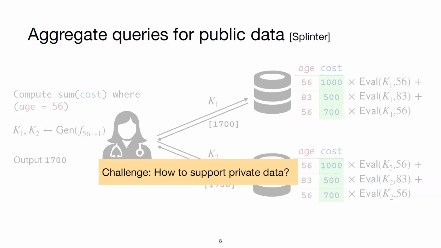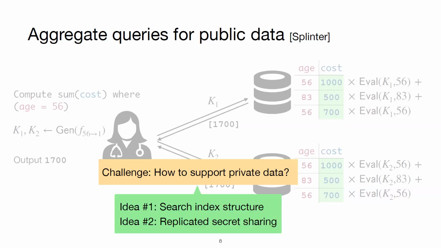So what happens when the server doesn't actually know these age values that it's filtering on? And so our idea here is to leverage the structure of the search index. So we'll build a special purpose search index structure. And then we'll also show how this fits well with replicated secret sharing.